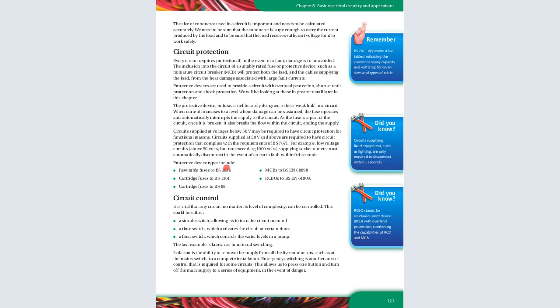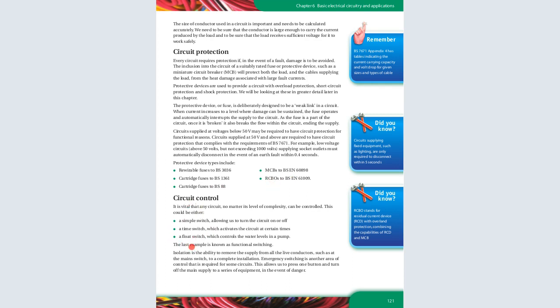For example, a low voltage circuit above 50 volts but not exceeding 1,000 volts, supplying socket outlets must be automatically disconnected in the event of an earth fault within 0.4 seconds. And remember, these protective devices like the circuit breaker are normally timed. They operate within a limited given time. Some of the protective devices we have are rewirable fuses. These are fuses that are connected with a wire, so when the wire burns off, it can easily be replaced. We have the cartridge fuses. We have the MCBs, the normal MCBs, then the RCBOs.